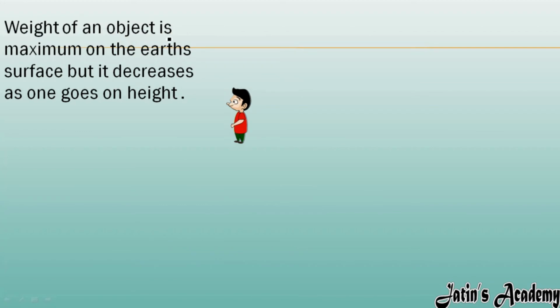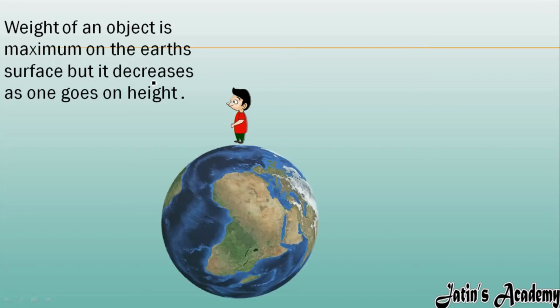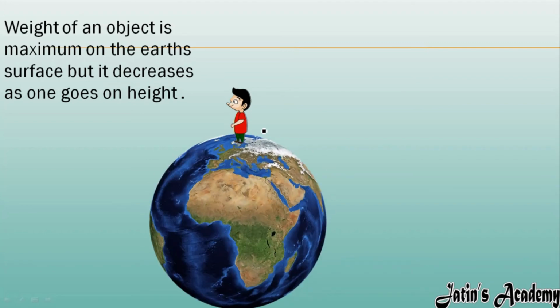Next, we have that the weight of an object is maximum on the earth's surface but decreases as one goes to a height. For example, this is the earth. When we talk about the earth's surface, surface means this full part, and on this full part weight is maximum. But when an object goes to some height, at that point weight is going to decrease. But when the object is on the earth's surface, its weight is maximum.